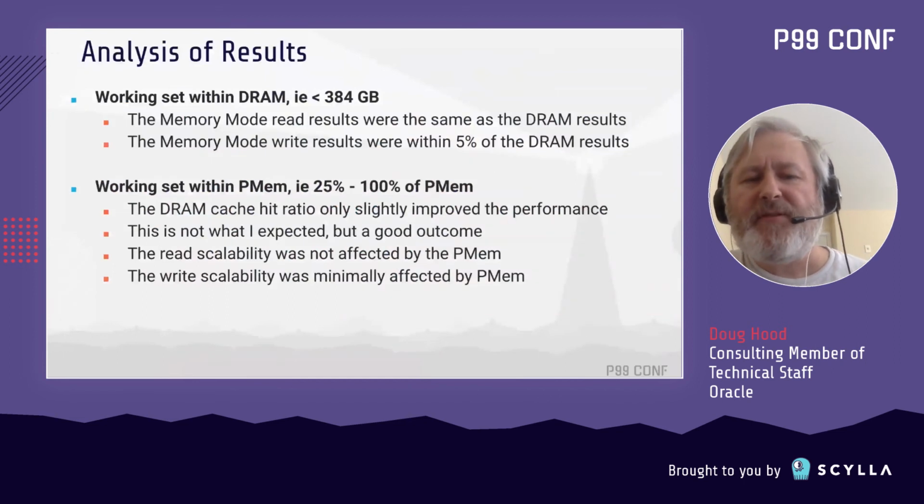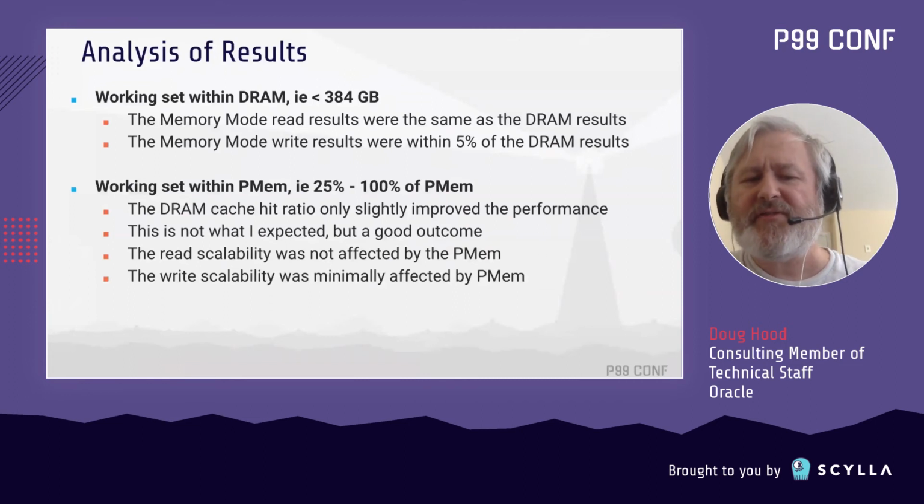Likewise, for the writes, it was almost as fast. It was about 5% slower. That's just an artifact of how persistent memory works. So it's pretty fast, but not quite as fast. So that's one set of results.